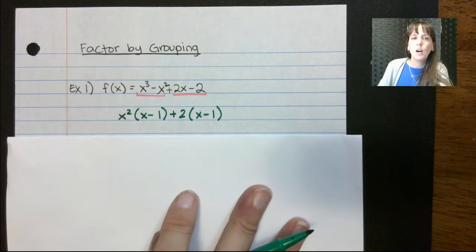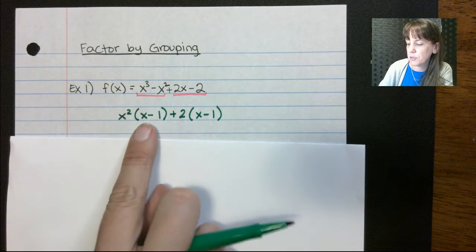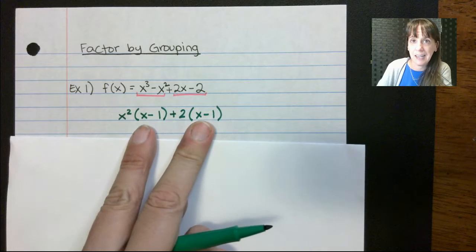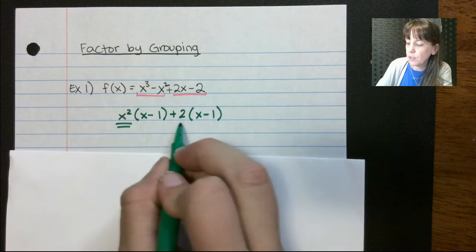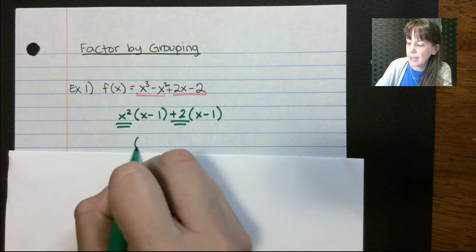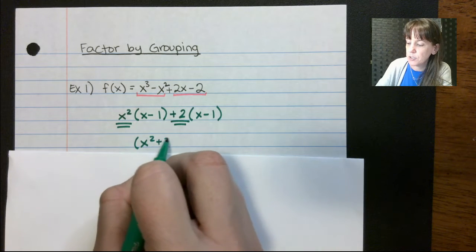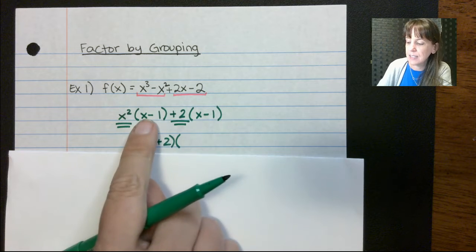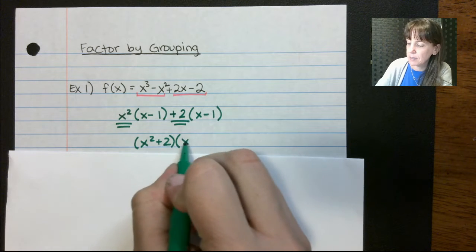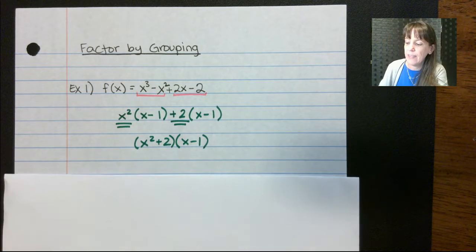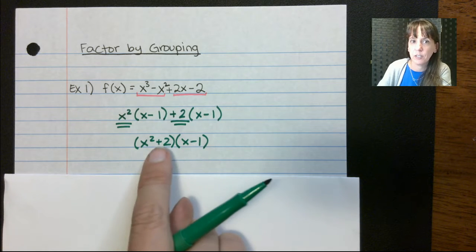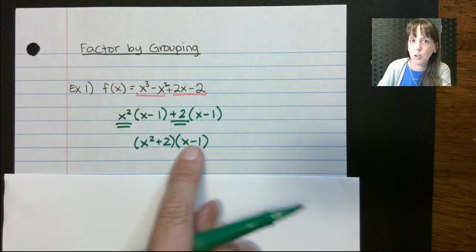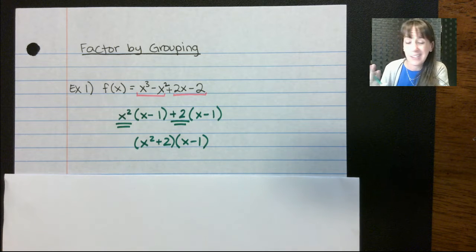The next thing you have to do is ask yourself, are these two things exactly the same? If they are, you have done this correctly. Your factors are this guy, so that's x squared plus 2, times this one that is exactly the same, x minus 1. That's because we're taking this x squared and multiplying it by all this garbage here, and then we're adding 2 times all the same garbage. So that is how you factor by grouping.